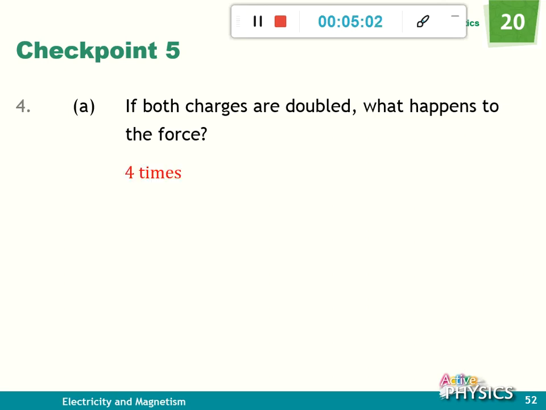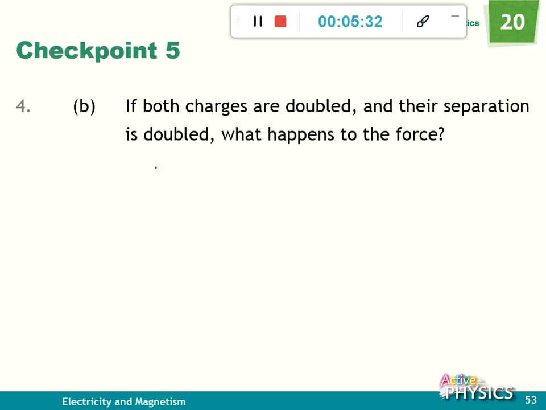Okay, you can apply the formula. What happened? Both charges are doubled. Now let me write down the formula. Force should be the bracket QQ over R squared. If the charge is doubled, 2 times, 2 times, 2 times 2, it means 4 times. Then the force will be 4 times.